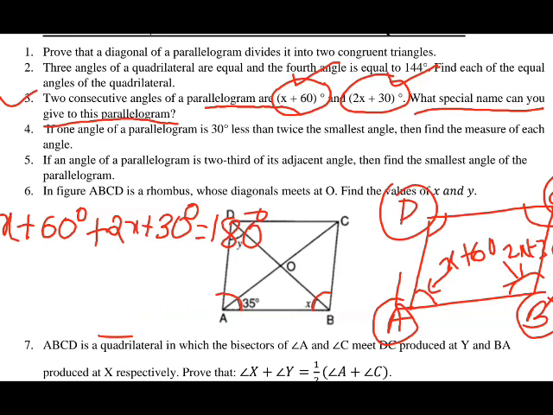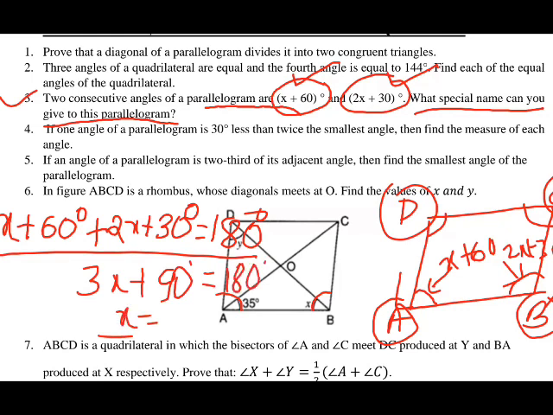Now please find the value of x. How will you find it? Come on, do it in your book. What is the answer? It's 30, right? X is equal to 30. Yes, excellent. Now find the value of angle A. Angle A is x plus 60, angle B is 2x plus 30. What is angle A now?